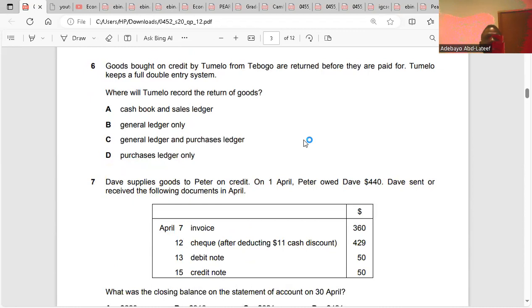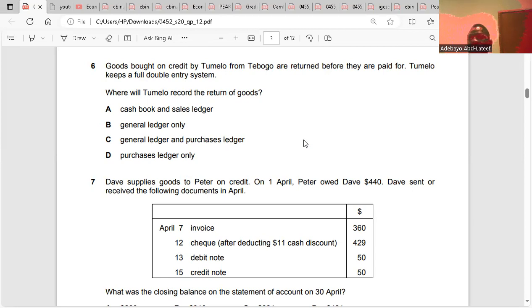Question 6. Goods bought on credit by Tumelo from Tebego are returned before they are paid for. Tumelo keeps a full double entry. Where will Tumelo record the returned goods? Purchases, you bought goods, that is the purchases ledger. And when you return it, that will be in the general ledger.